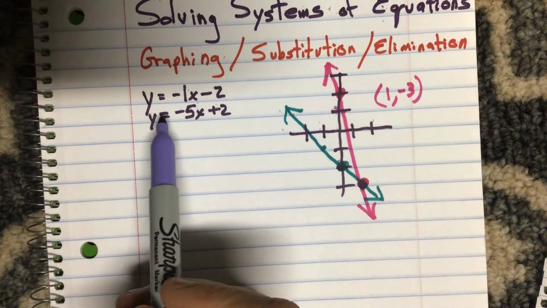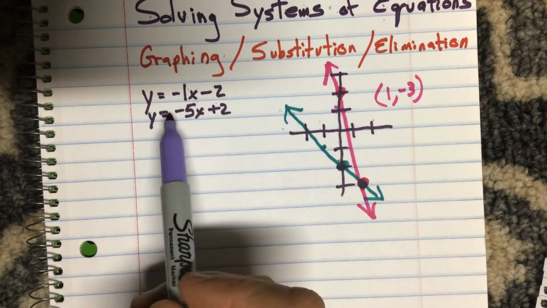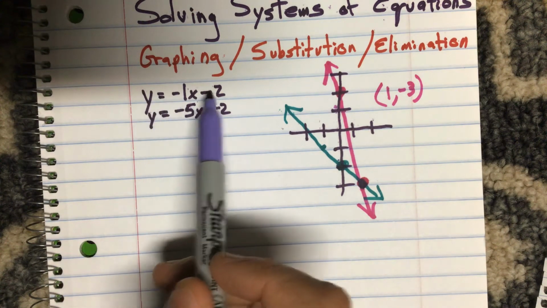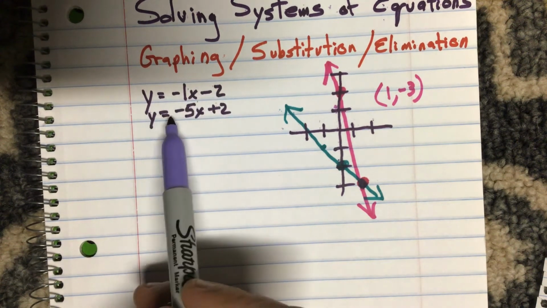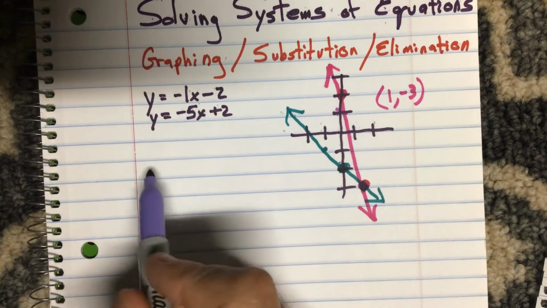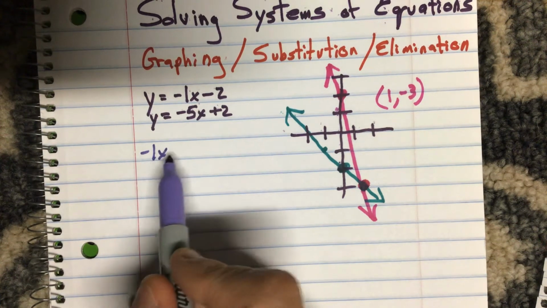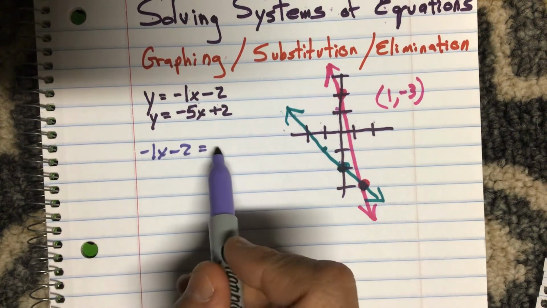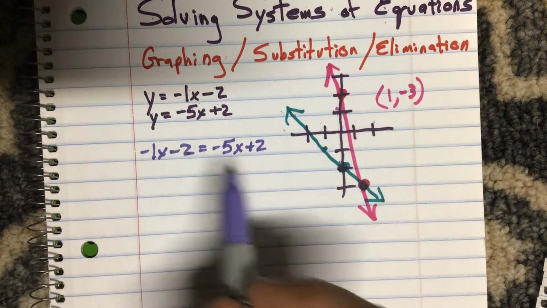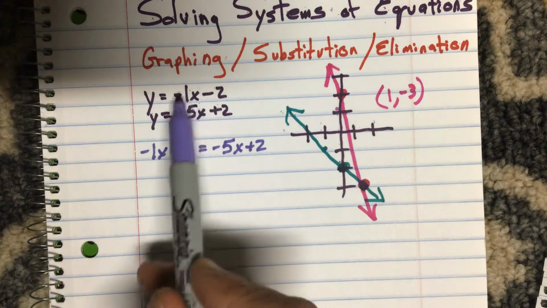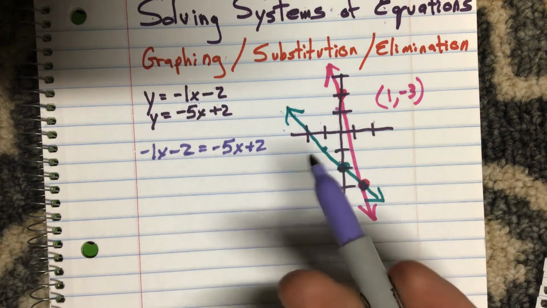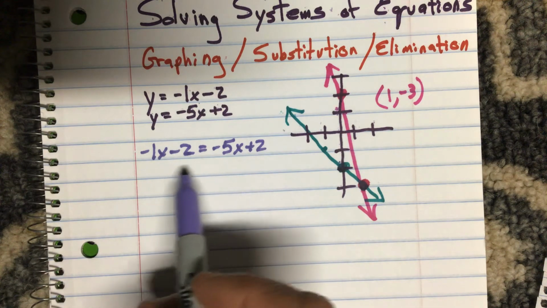In this example, both of these are in slope-intercept form. And so when this says y equals this expression and y equals this expression, we can set these equal to each other because they're both equal to y. So I could say -1x minus 2 is equal to -5x plus 2. This is basically substitution. It's called transitivity because this equals y and this equals y, therefore they're equal to each other. So it's a form of substitution.